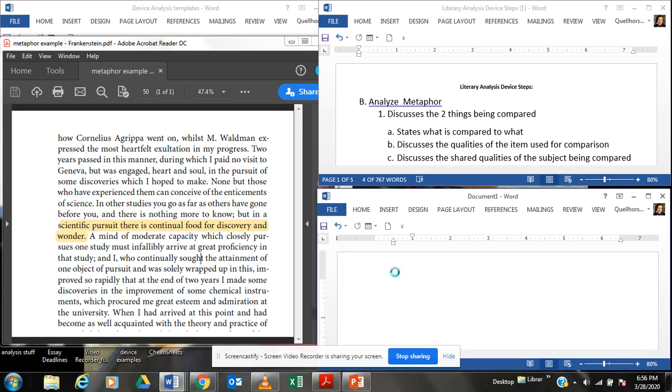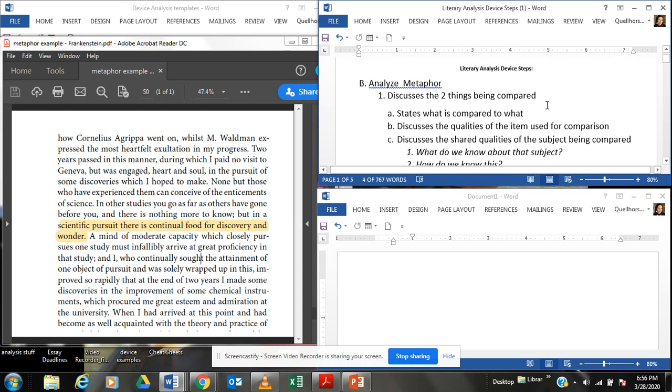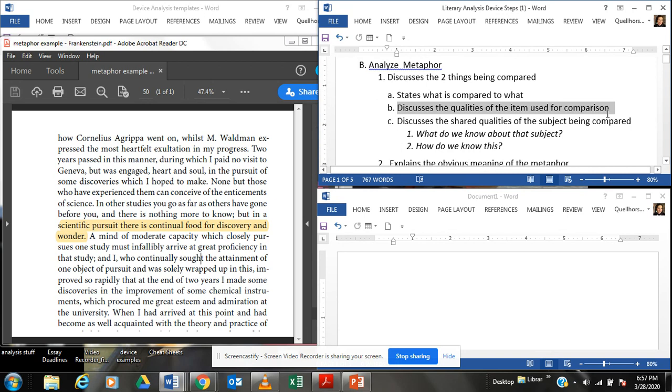Okay, well, I am about to start writing an analysis on a metaphor. And I'm looking at my literary analysis device steps paper up here, my cheat sheet, remember? Now, first thing it says is that I need to discuss the two things that are being compared. I need to state what is compared to what. I will need to discuss the qualities of the item that's used for comparison. And then I need to discuss the shared qualities of the subject that's being discussed.